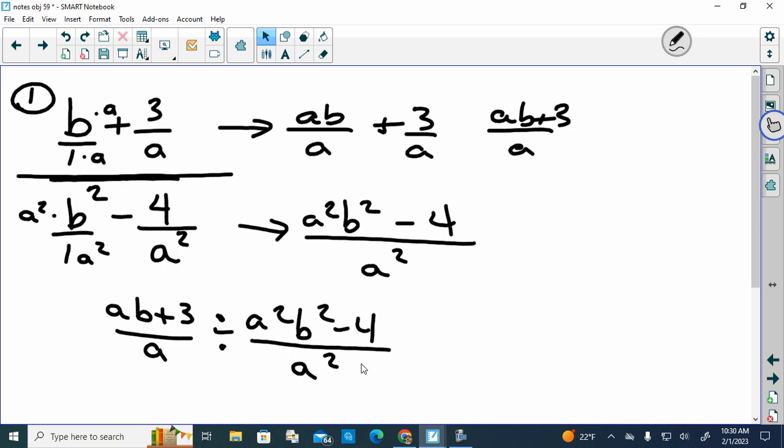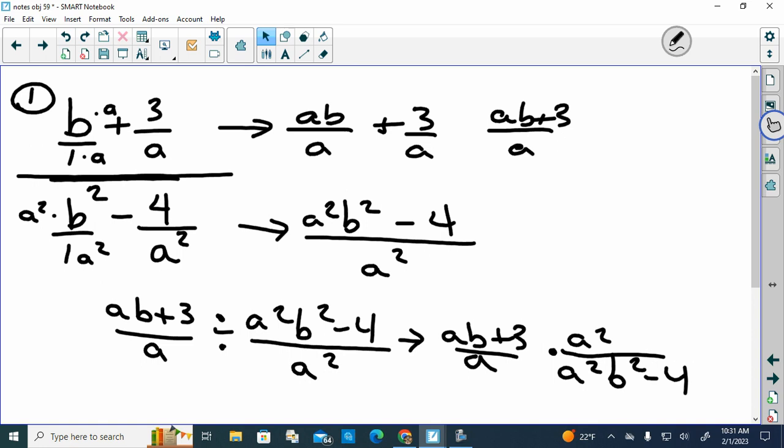Okay, just like we did with numbers, but now we've got variables, we're going to keep, change, flip. Okay, so I'm keeping this one, so it was ab plus 3 over a, and then now I'm going to flip it. This one's on top now, so a squared over a squared b squared minus 4. Just get my board up.